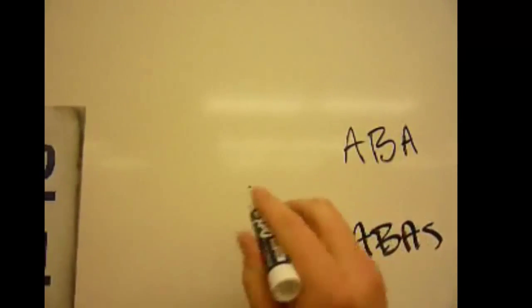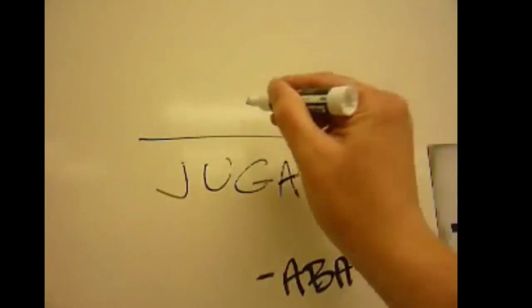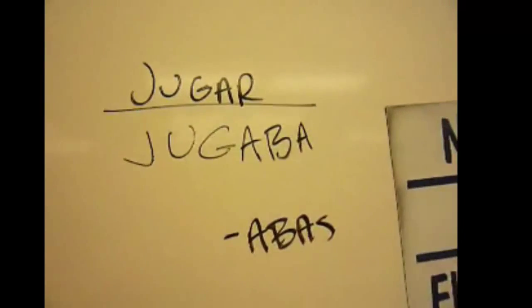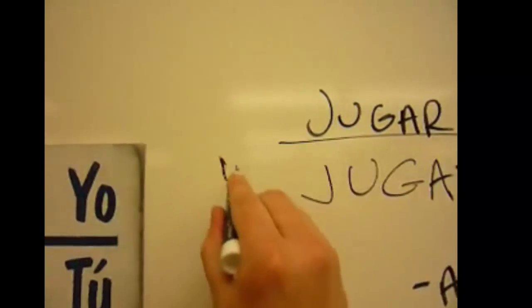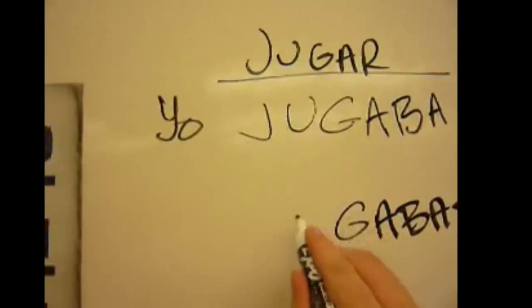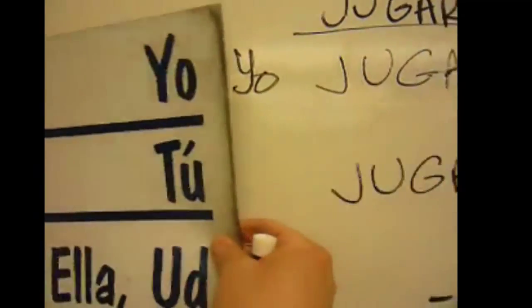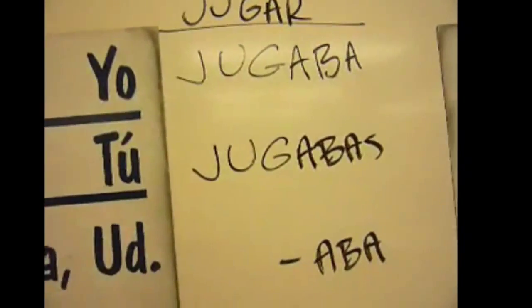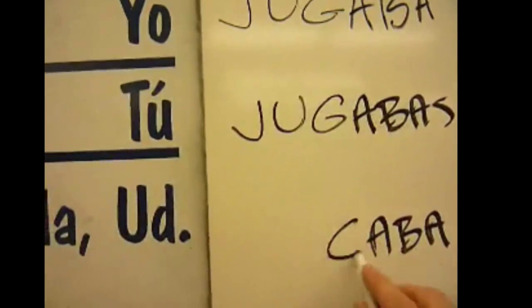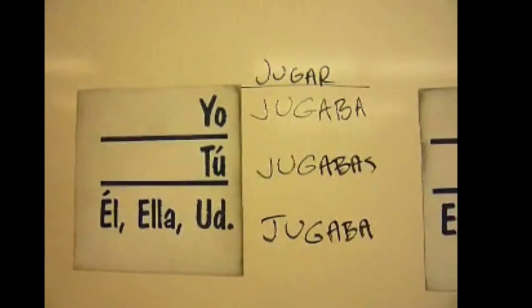Let's throw in a real verb here instead of just dealing with these endings. Jugar, a common verb, to play. So this is what it would look like if you were to say, I used to play or I was playing. Not I played yesterday. Yo jugaba. I used to play or I was playing. Tú jugabas. You used to play. Él, ella, usted jugaba.